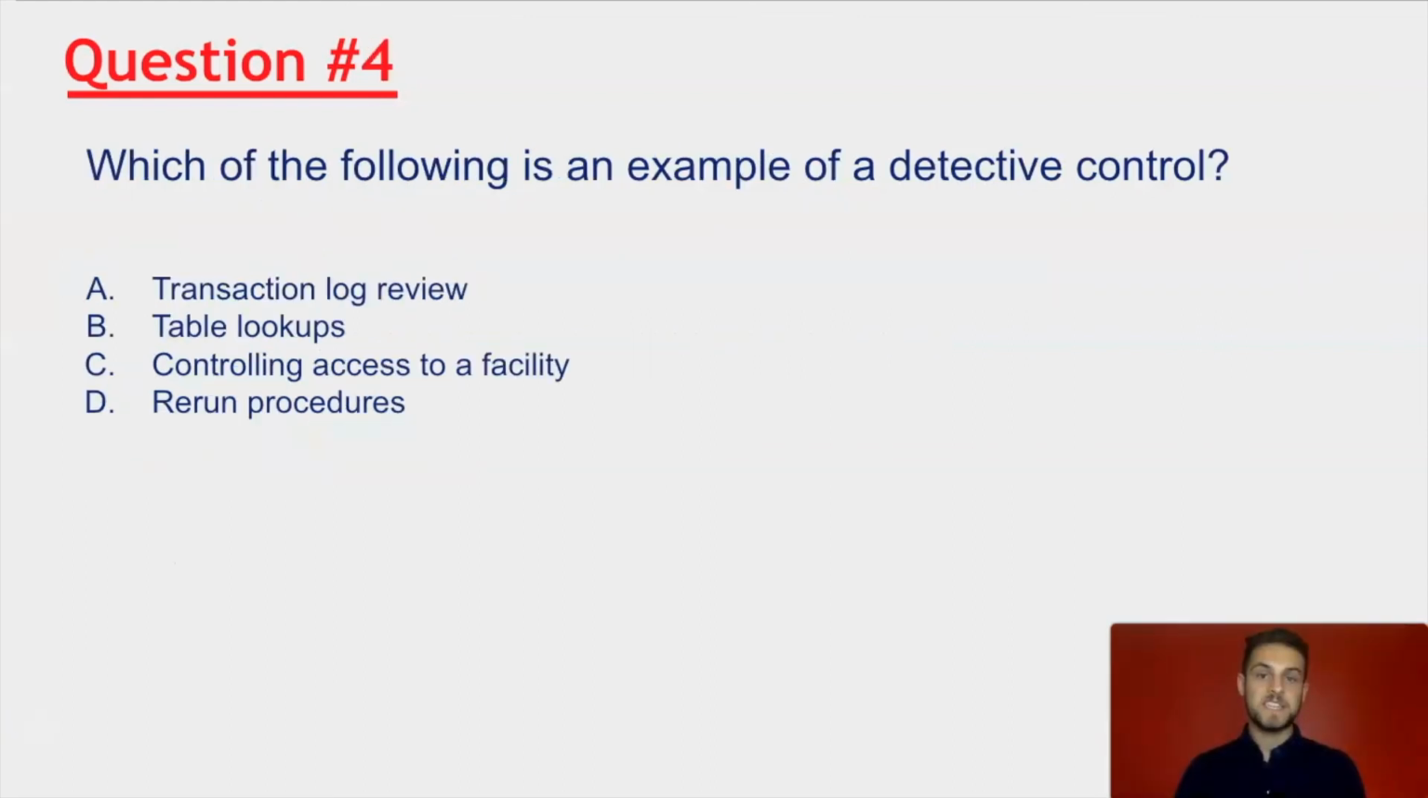Which of the following is an example of a detective control? While looking through these, think back to whether or not the control is proactive or reactive. And think about if it is a reactive control design, does it fix the issue or does it merely just detect it?